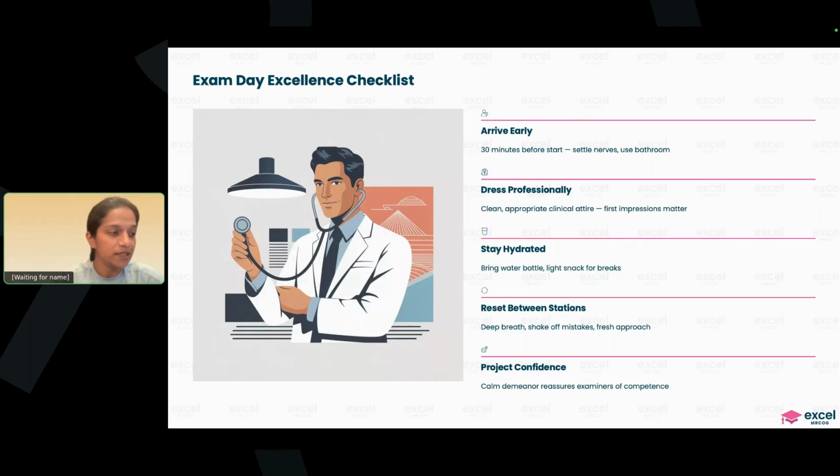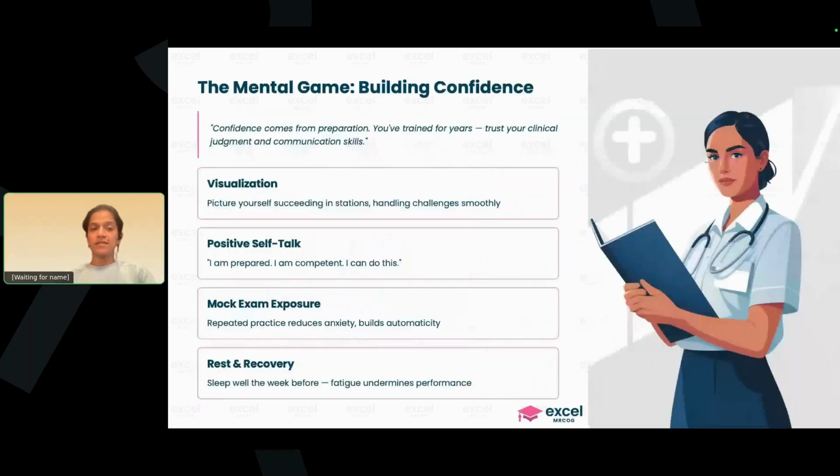And you have to project confidence. Confidence comes from preparation. You've trained for years. Trust your clinical judgment and communication skills. Why I'm saying train for years? Because it's not just this. You have been practicing. You have done your OBG. So during your residency, you have been trained. It's not like you know nothing. You know. So since you know, you should be confident that with a little practice, you will be there on the other side.